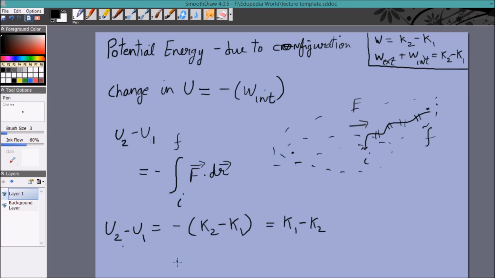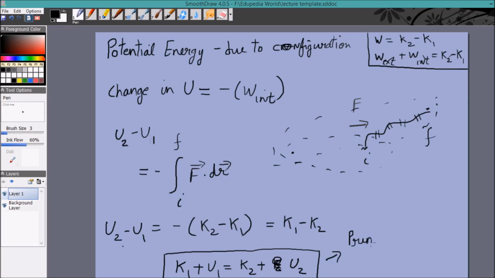From that we get the result K1 plus U1 is equal to K2 plus U2. And this is the very important result which we know. This is called the principle of conservation of, it's actually the conservation of just mechanical energy, but we call it the conservation of energy nonetheless.